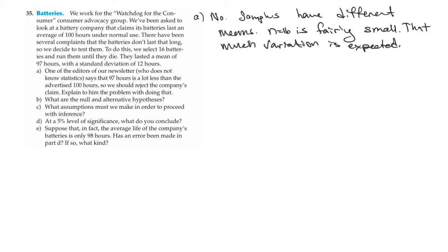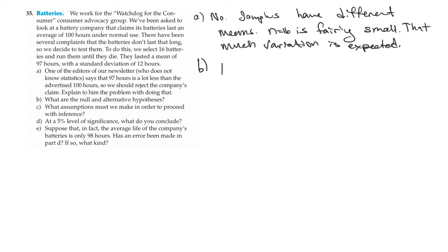A sample of 16 is actually a fairly small sample. And so we know that samples have different means. For small sample sizes, you could see a fair amount of variation. So getting it 3 hours away from 100, I would think with a small sample like this would be fairly accurate. So it's definitely not something you should be worried about.